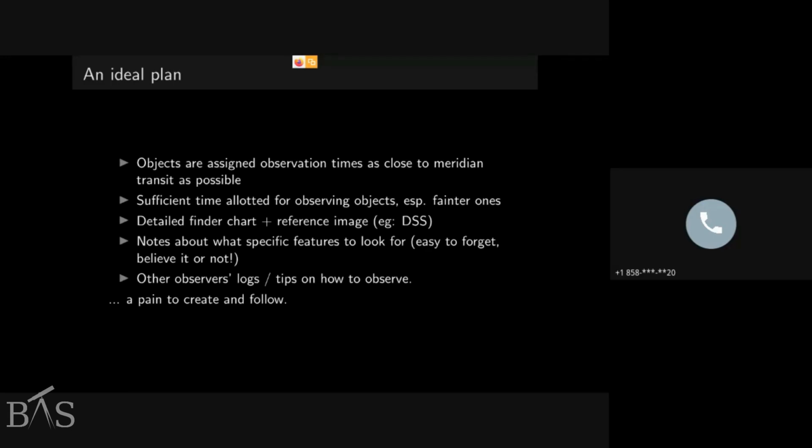But an ideal plan will help you observe objects when they are as close to the meridian transit, that is the highest point, as possible. They allot sufficient time for objects. You have detailed finder charts and reference images. You have notes about what specific features you wanted to look for. Like maybe you wanted to look for a knot in M33. So you want to write that down somewhere. And maybe you want to also have other observers' logs. But like I said, this is very detailed. It takes a lot of effort to create this. But this will give you much more mileage because you're always equipped with all the information you need.